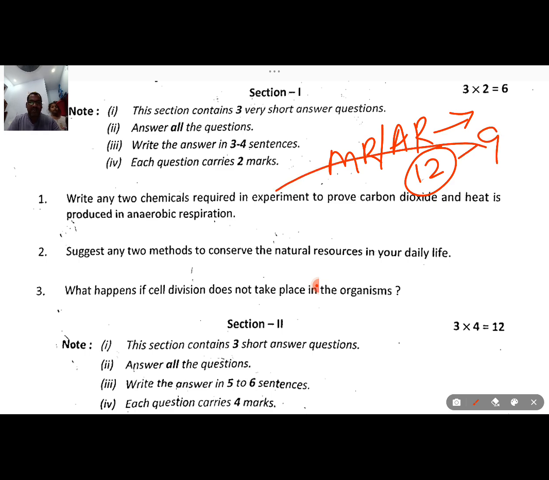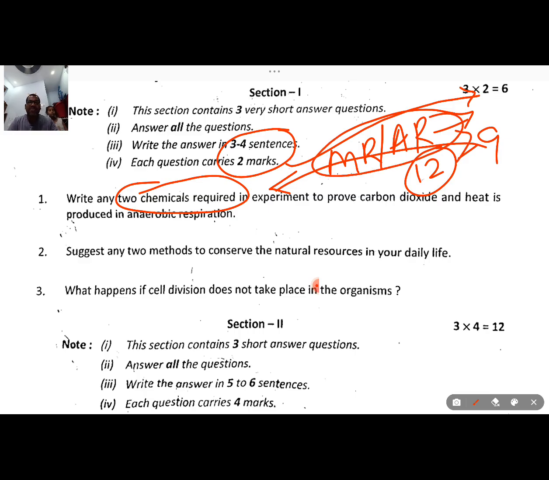The 2 marks question will be given as chemicals required, apparatus required, or material required. If you write two chemicals in 4 sentences, or 4 materials required, you are supposed to get the marks for this. So the first question is always about material required and apparatus required for these 12 experiments. Then we'll go to the second question.